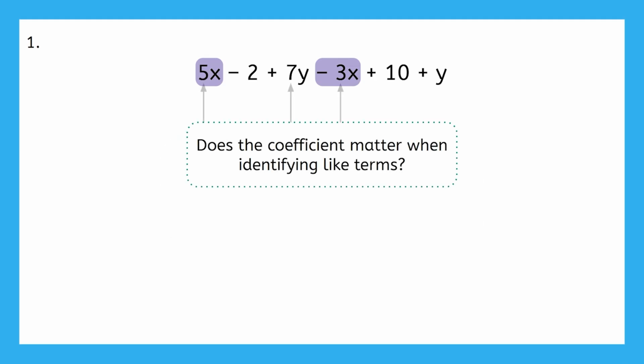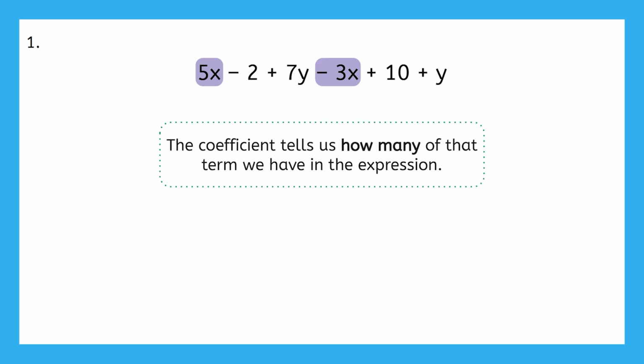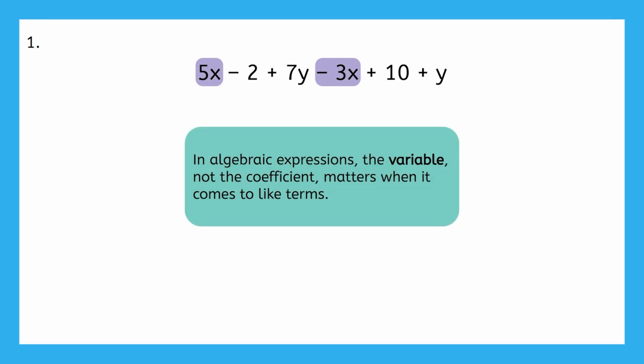All right, do you think that the coefficient, or the number in front of the variables, matters when identifying like terms? Nope. The coefficient just tells us how many of that term we have in the expression. In algebraic expressions, the variable, not the coefficient, matters when it comes to like terms.